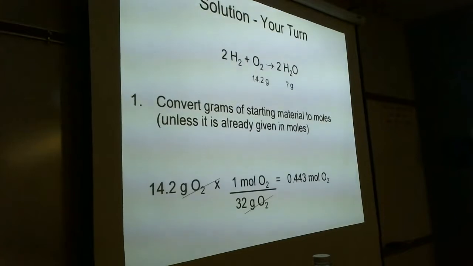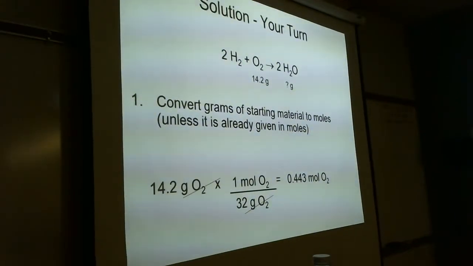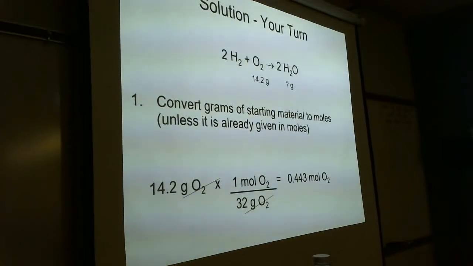Then we're going to convert grams to moles. Okay, so carry out extra decimal places. You can round at the end. Questions on this step? I should have probably carried out another digit there. 0.44375 is what my calculator gives me, so I probably should have carried out more digits. Everybody good on this step?